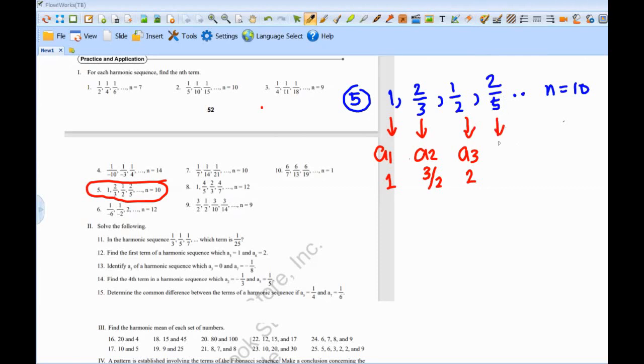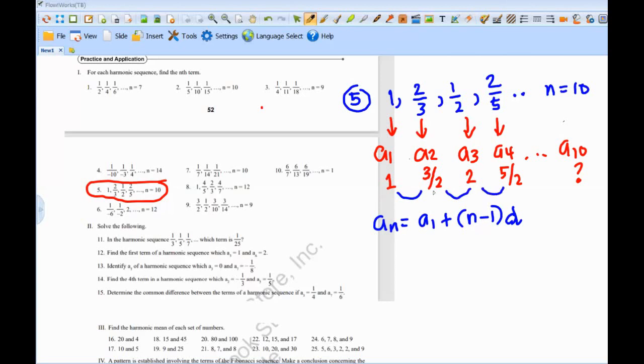What's the reciprocal of 5 over 2? 2 over 5 is 5 over 2. And so on until the a sub 10. Okay? So in order for you to get the a sub 10, we will be applying our rule: a sub n equals a1 plus n minus 1 times d. Okay, we have the a1, but we don't have the common difference. The common difference that you will subtract each.